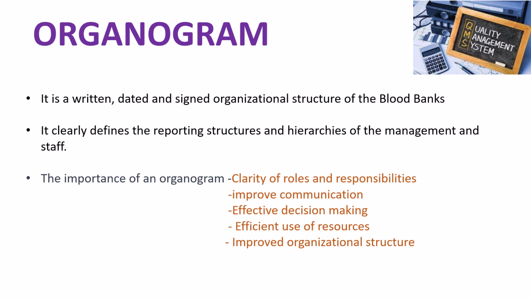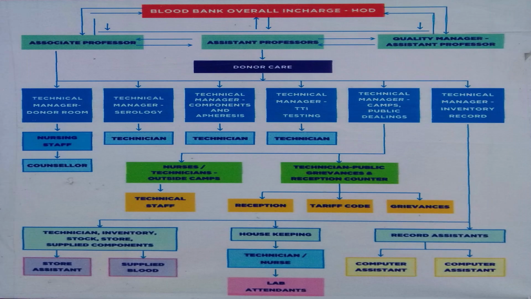Organogram. It's a written, dated and signed organizational structure of the blood bank. It will define the reporting structure and hierarchy of the management and staff. The importance of the organogram is that it will clarify the roles and responsibilities of each person. It will improve communication, support effective decision making, and ensure efficient use of resources, and this will improve the organizational structure. Here is an example of an organogram.